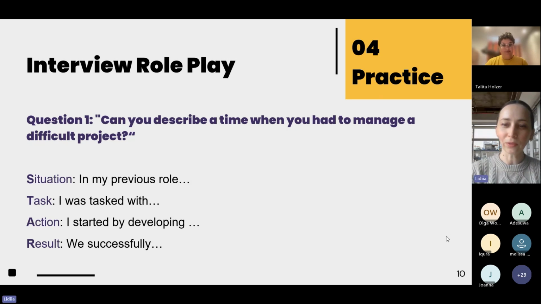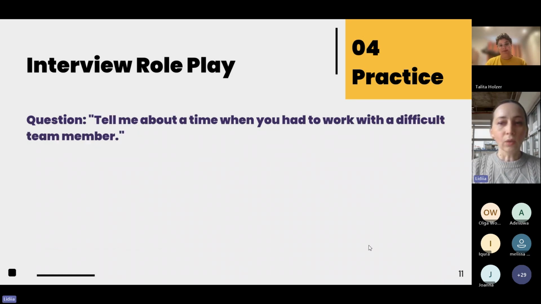Thank you so much for your response. So as you can see, this response was a lot more detailed and followed the STAR method, which made it easier to follow and understand exactly how Talita played a part in the project. So moving on to the next question, Talita, tell me about a time when you had to work with a difficult team member.